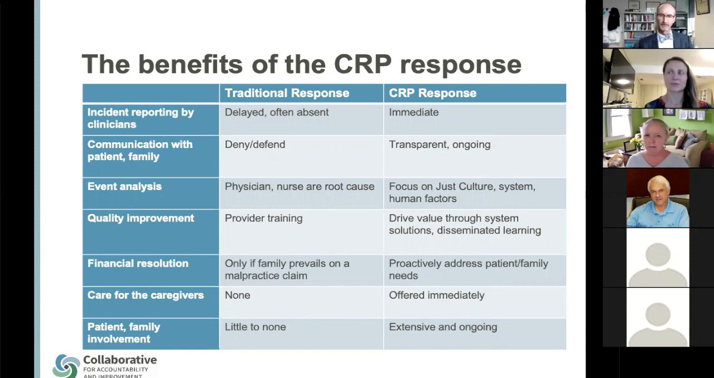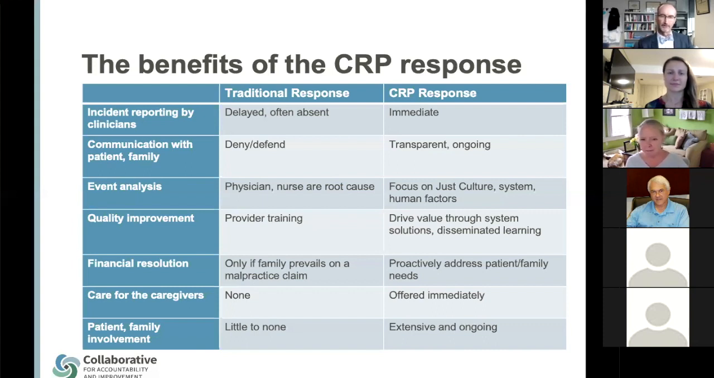In a CRP, there is good communication with patients and families, and Suz did have some of that, but it wasn't as transparent as it should have been in terms of explaining more about why things went wrong, and the communication has stopped over time despite Suz wanting to have some more.